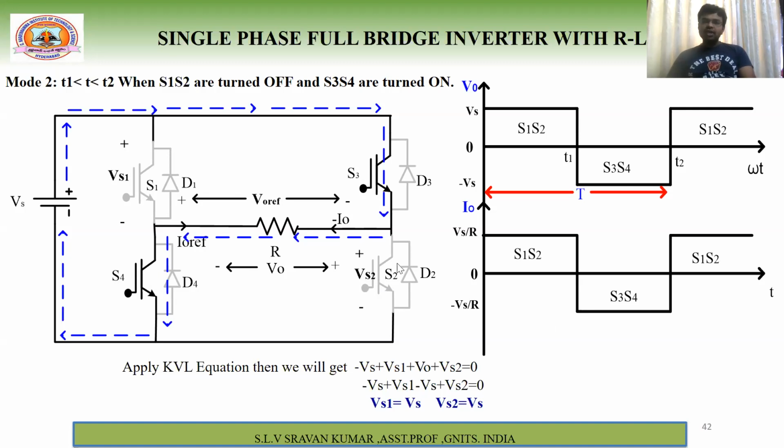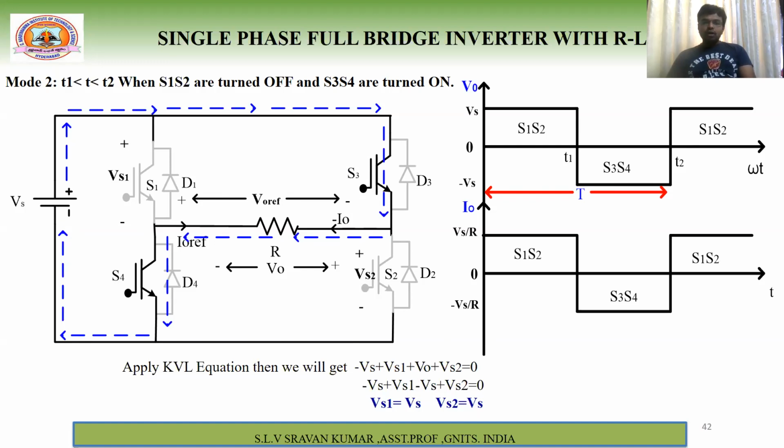Now we have to write down the KVL equation, a simple KVL equation. So minus Vs plus Vs1, next V0, and this Vs2, and to the return path, right? Of course, when S3, S4 are conducting, what is the output voltage? Minus Vs, from T1 to T2. So when S3, S4 are conducting, the output voltage is minus Vs. If you substitute this minus Vs here, therefore the voltage across S1 is Vs, and Vs2 is equal to Vs. Understand what I am saying?